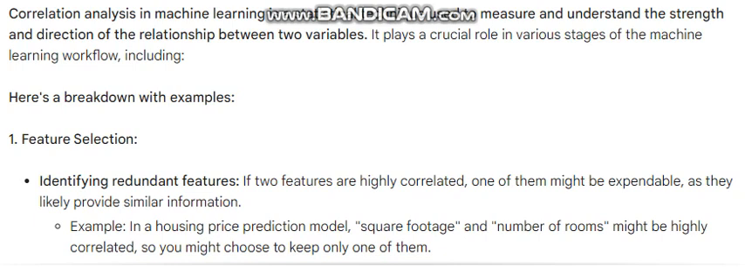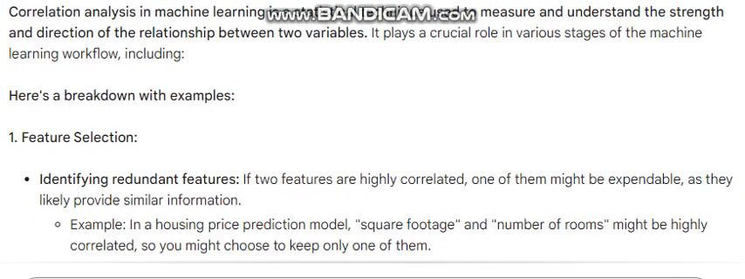Correlation analysis in machine learning is a statistical technique used to measure and understand the strength and direction of the relationship between two variables. It plays a crucial role in various stages of the machine learning workflow. Here's a breakdown with examples.